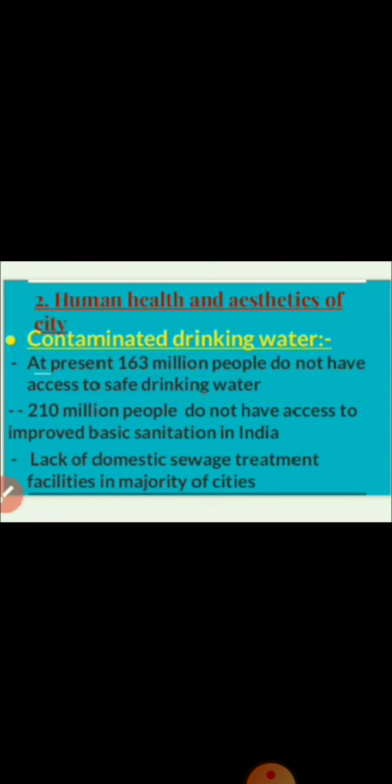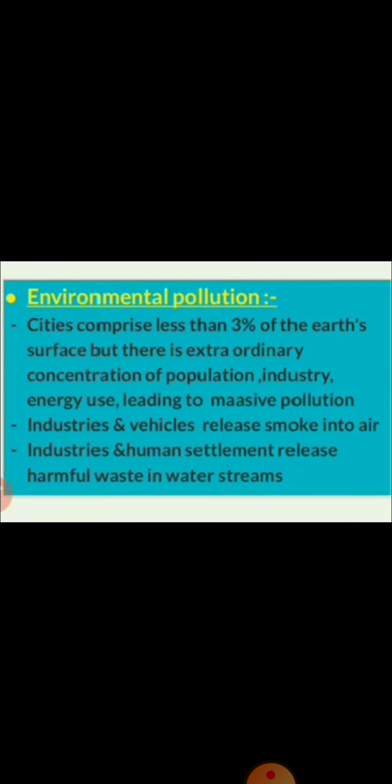So this is how our urban areas are suffering from the problem of contaminated drinking water. Here is the picture showing how we are leading towards water pollution: direct discharge of polluted water, either domestic or industrial sewage, in our water bodies. Now the next important impact regarding human health and aesthetics is environmental pollution.